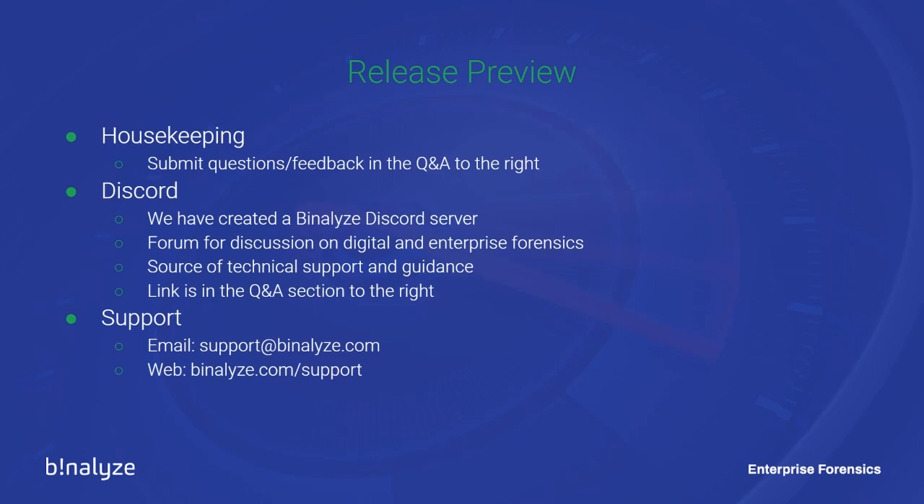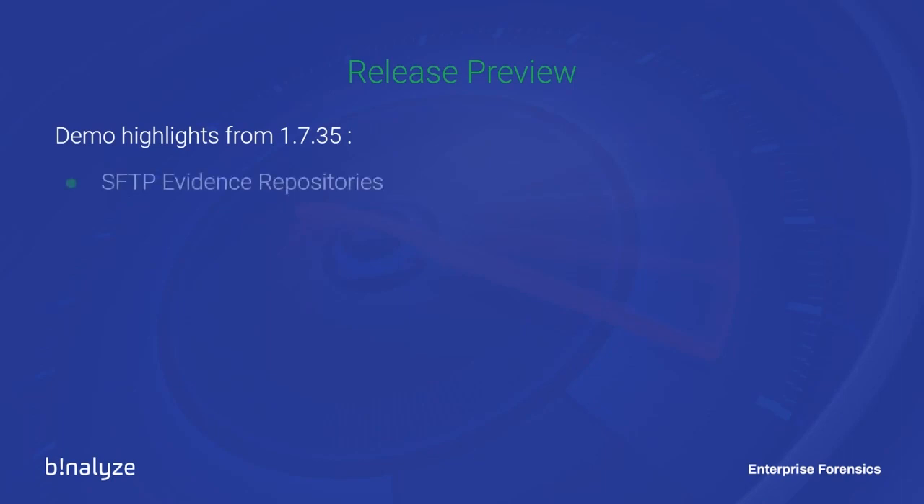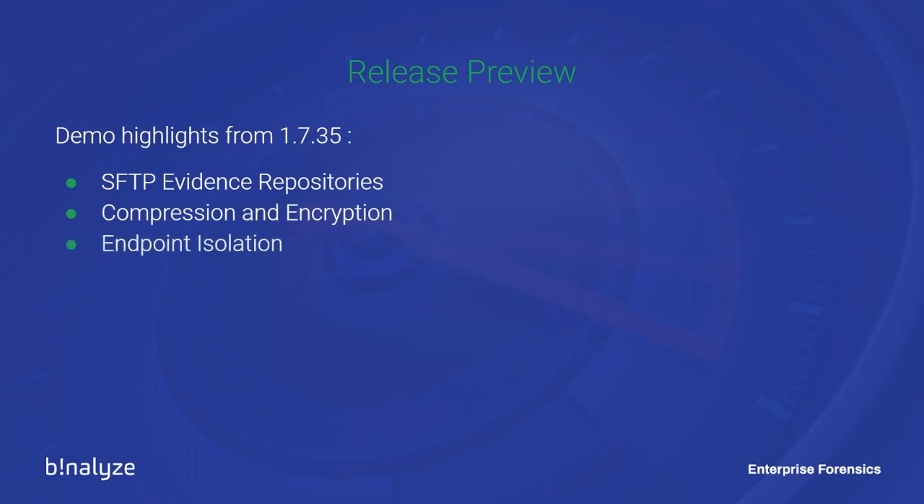So that's the housekeeping out of the way. What we're going to show you today are the demo. We're going to demonstrate the highlights of 1.7.35, and you will see SFTP evidence repositories, a new compression and encryption functionality, endpoint isolation, support for policies, and probably the biggest one is we're now supporting Linux.